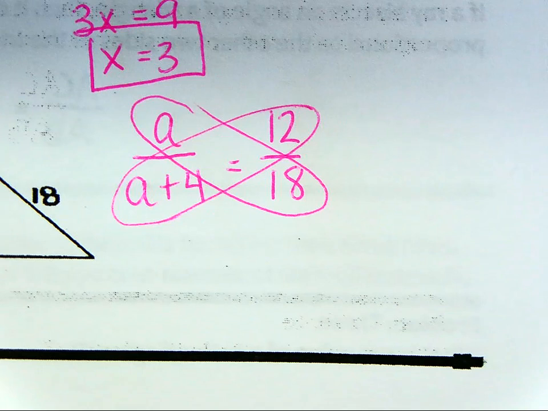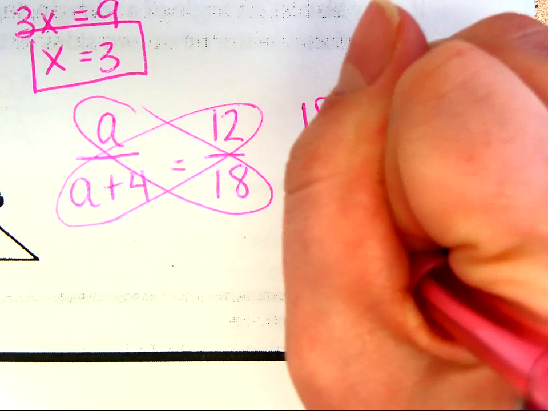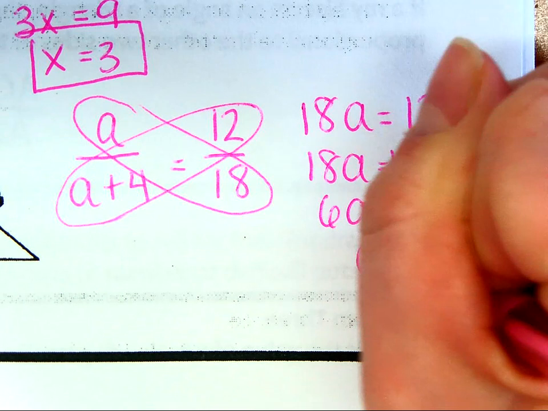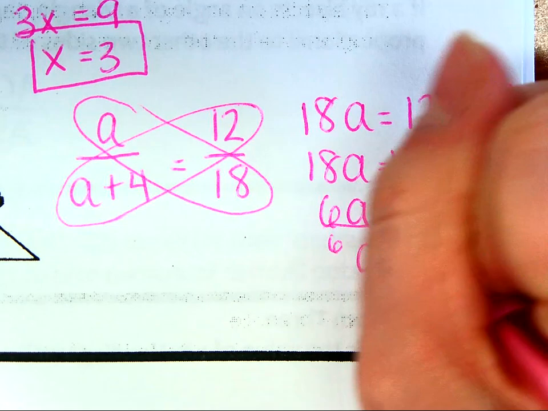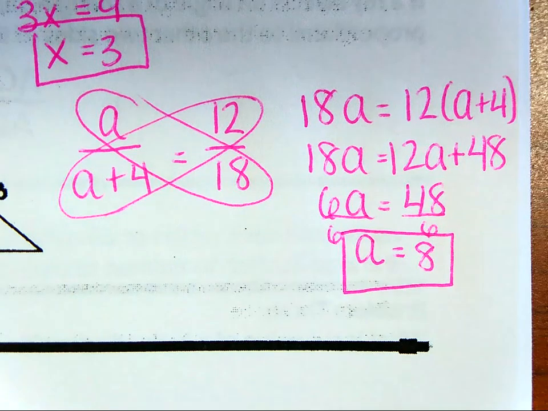And I am going to move this over just a little bit since I don't need my picture anymore. And so I have 18A equals 12 times A plus 4. So 18A equals 12A plus 48. Subtract over the 12A, and I get 6A equals 48. So A, when I divide both sides by 6, gives me 8. All right. So that is using the side splitter theorem.